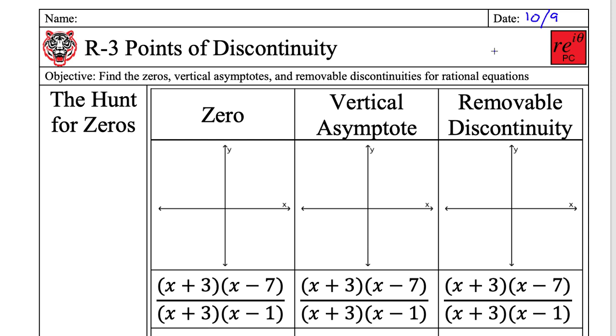Andrea, go for it. Find the zeros, vertical asymptotes, and removable discontinuities for rational equations. There it is. So those three things, they will help you quite a bit. So when I say 0, can we write this above? This is the x-intercept. You're really looking for your x-intercepts in terms of your graph.